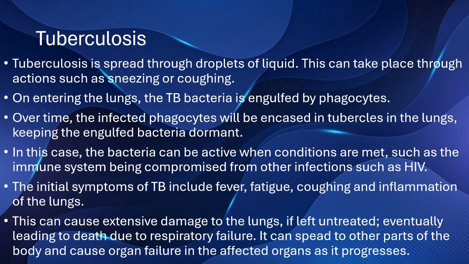So tuberculosis is spread through droplets of liquid and can take place through actions such as sneezing or coughing. On entering the lungs, the TB bacteria are engulfed by phagocytes. Over time, the infected phagocytes will be encased in tubercles in the lungs. This keeps the engulfed bacteria dormant. The bacteria can become active when conditions are met, such as the immune system being compromised by other infections such as HIV.